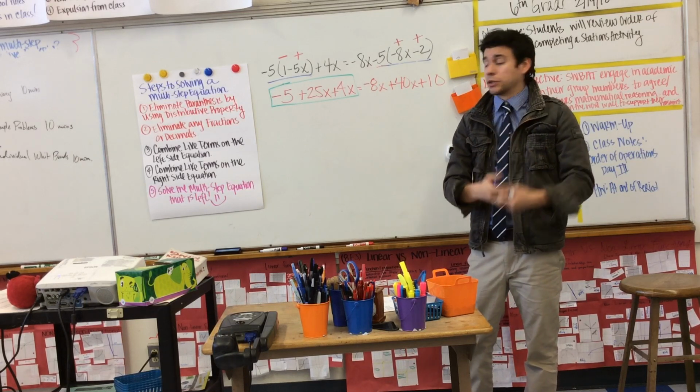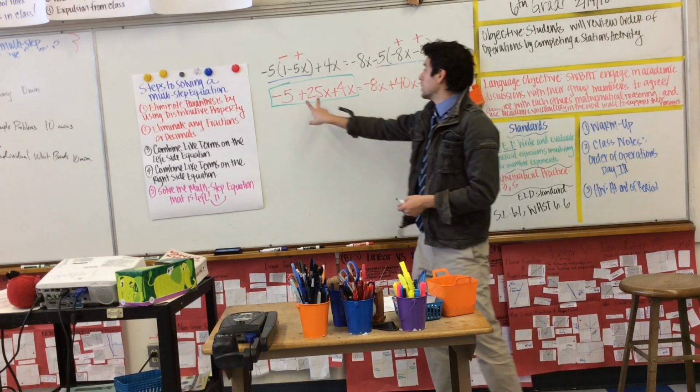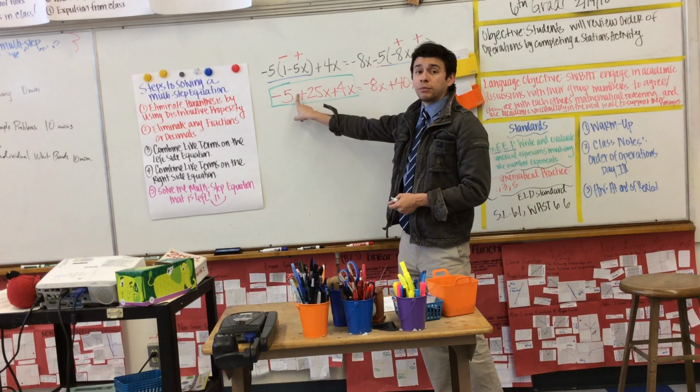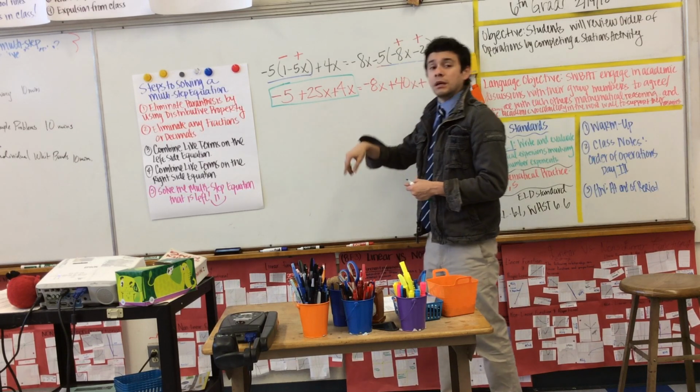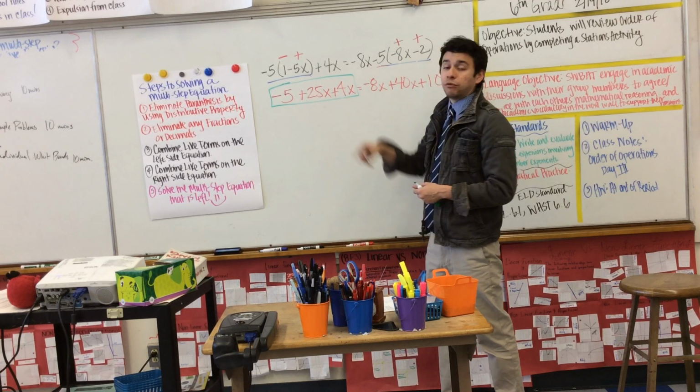Do we have any like terms? Well, these are not like terms because that one doesn't have a variable and this one does. So I can't do this, but I could do this one, 25x plus 4x.